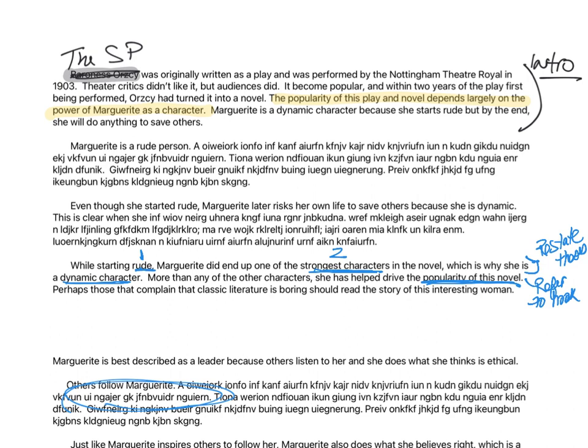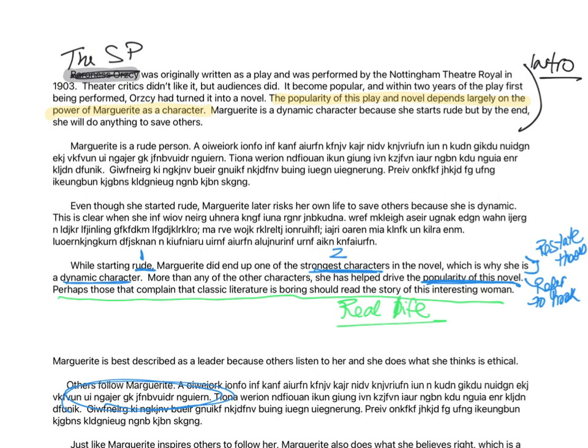And finally, the last thing you're going to have, perhaps those that complain that classic literature is boring should read the story of this interesting woman, and that is going to be a reference to real life. Pull it out and talk about why this essay or why this book is important to someone in real life. So that's the entire conclusion. 3 parts. Restate the thesis, reference to the hook, and make a connection to real life. That's it. Now you have an entire essay.